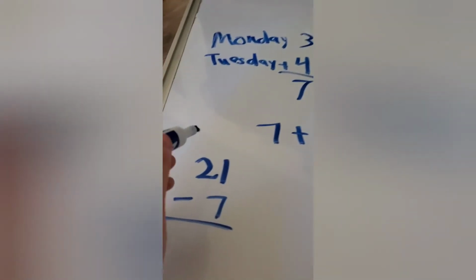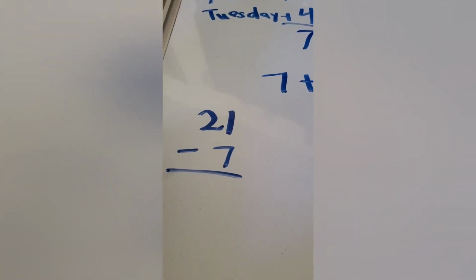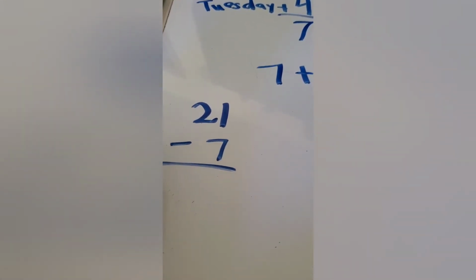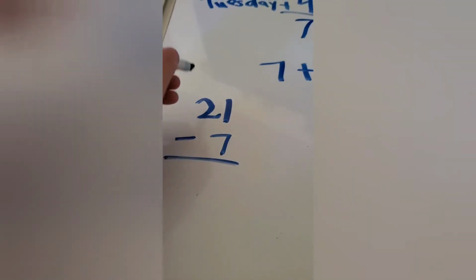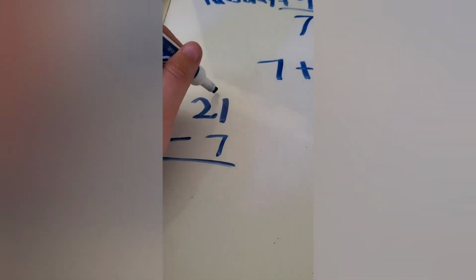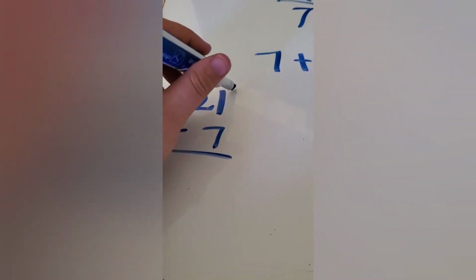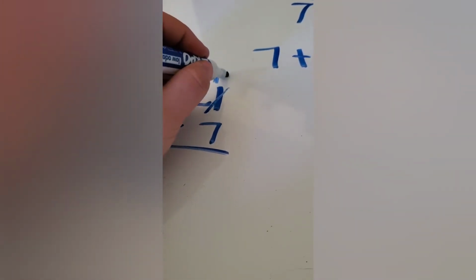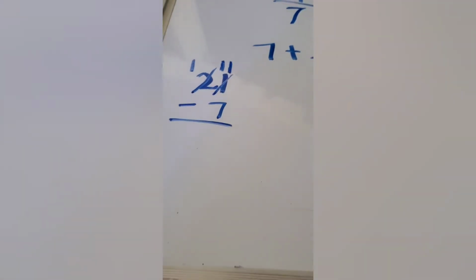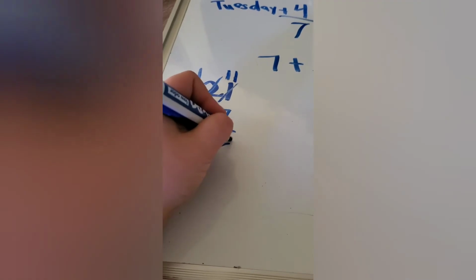So, oh my goodness, guys. Look. I actually have to regroup. To regroup, I have to take 1 away, and then I'm going to take the 1 off of here and write 11. So 11 take away 7 is what? 4.